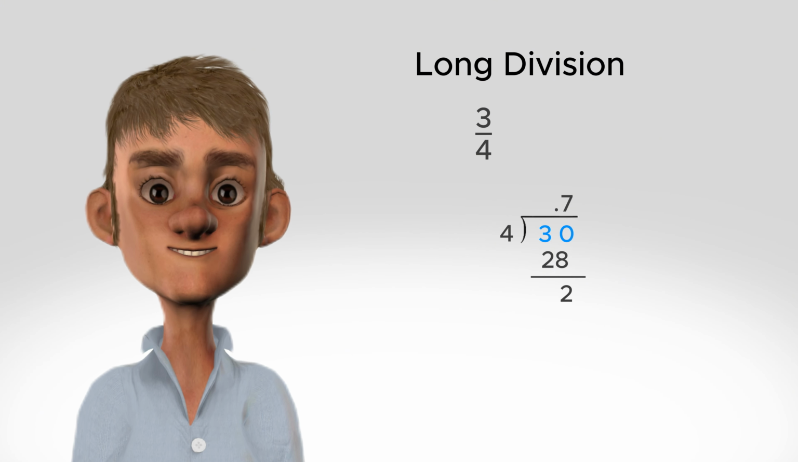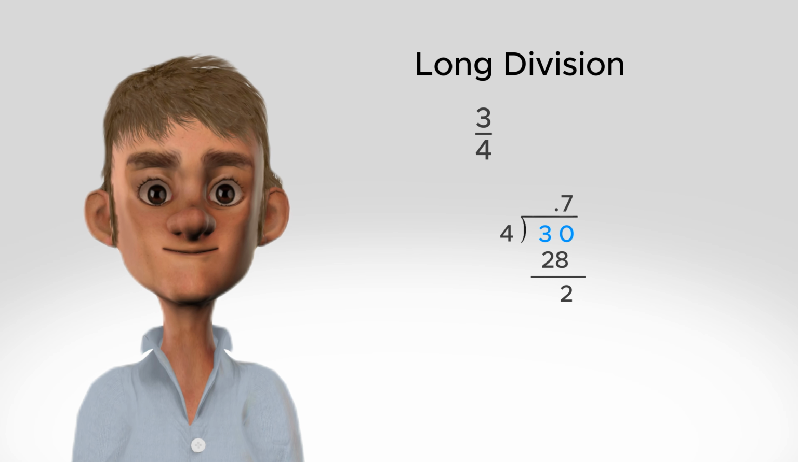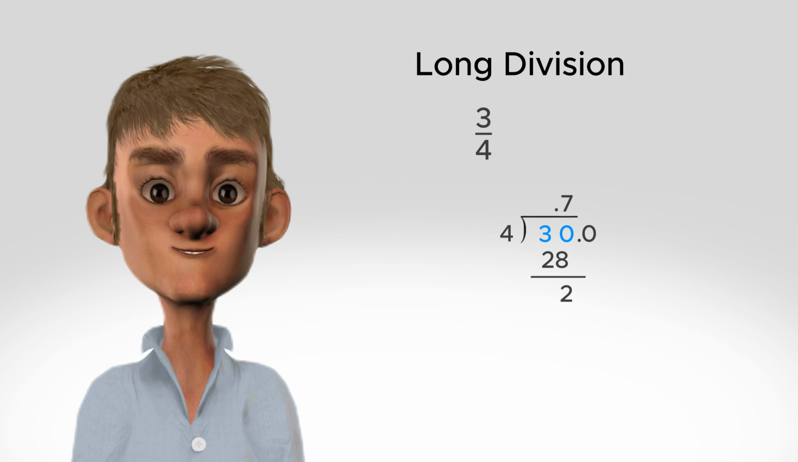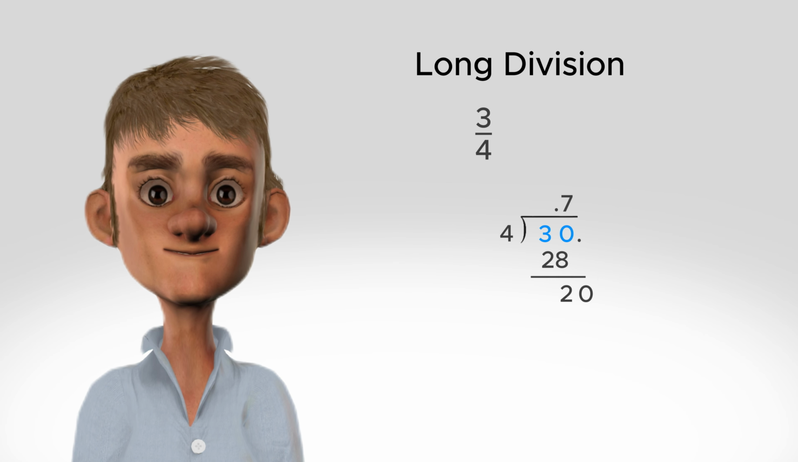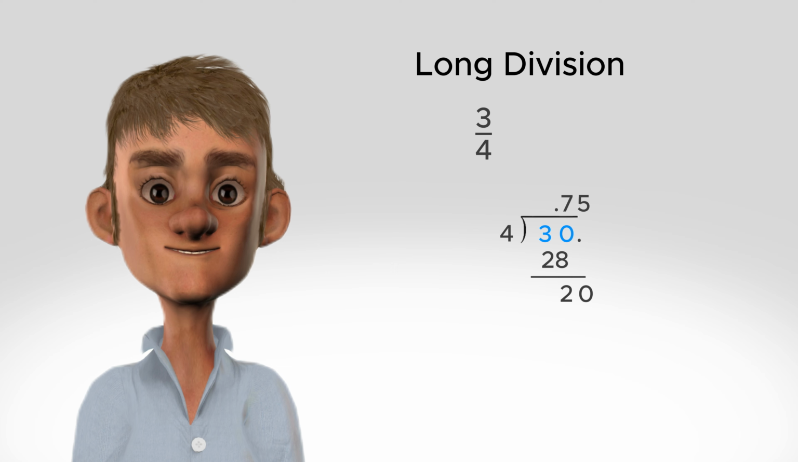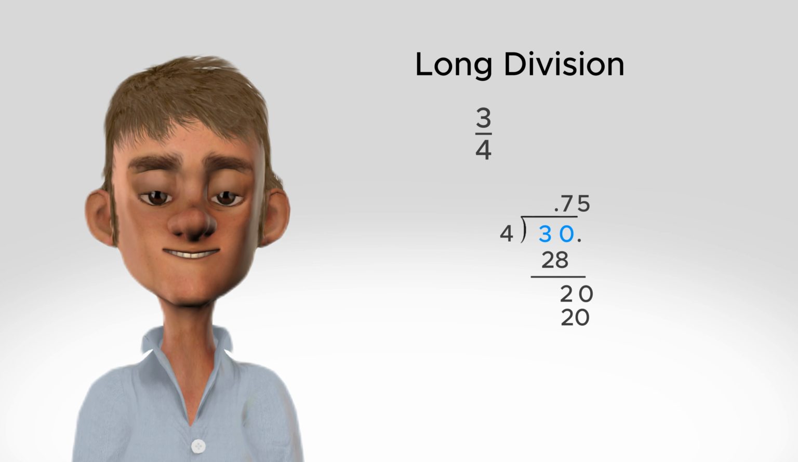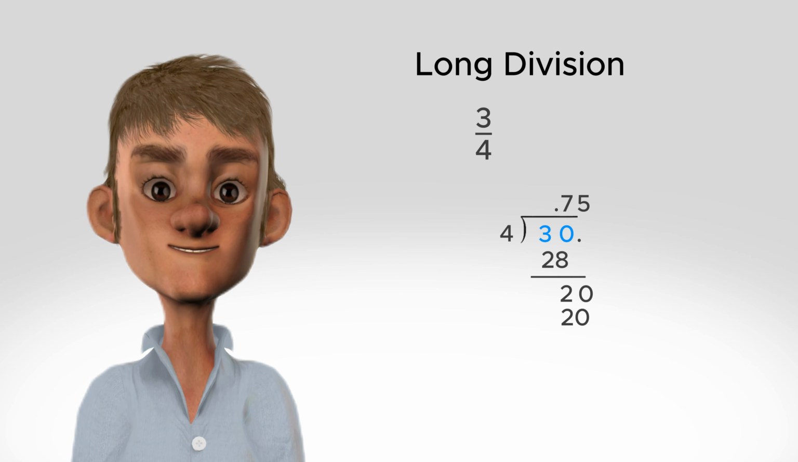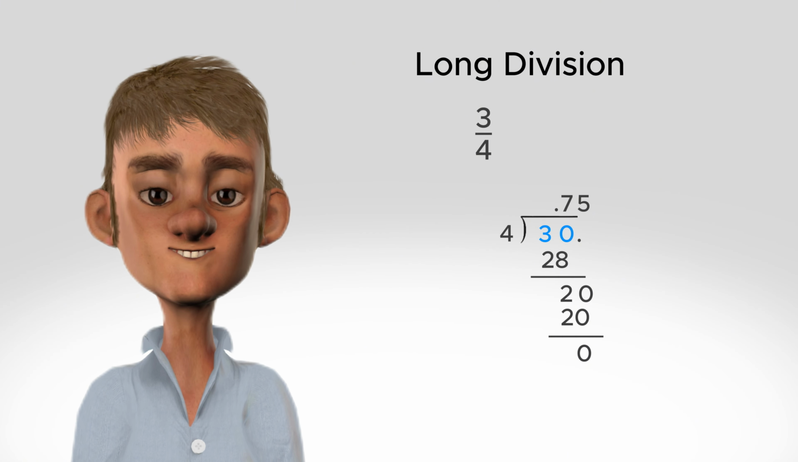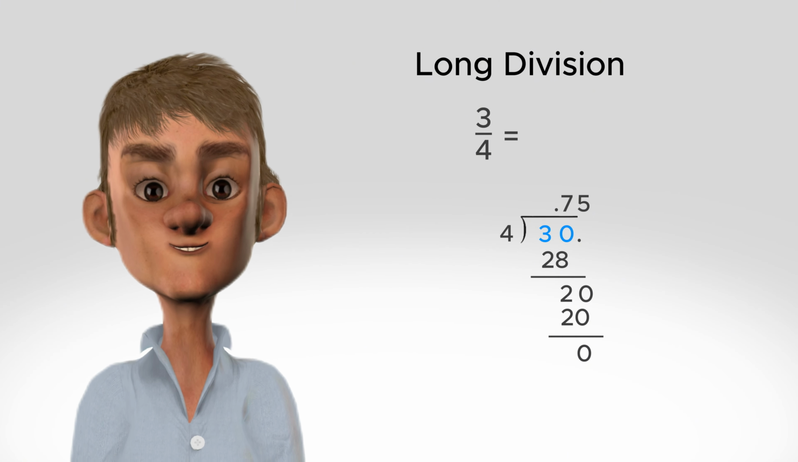We can extend this division problem by putting another 0 on the end, a 0 to the right of the decimal. Now we can bring that 0 down, and we have 20. 20 divided by 4, and we get 5. 5 times 4 is 20, and 20 minus 20 is 0. We are done. So 3/4 is equal to 0.75.